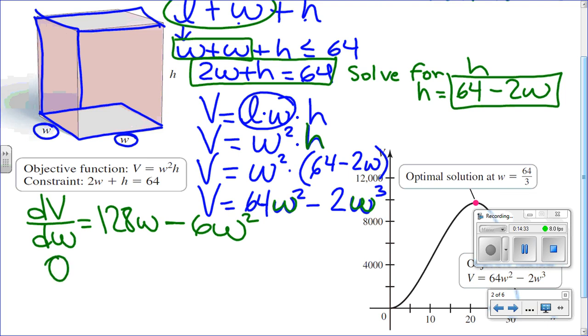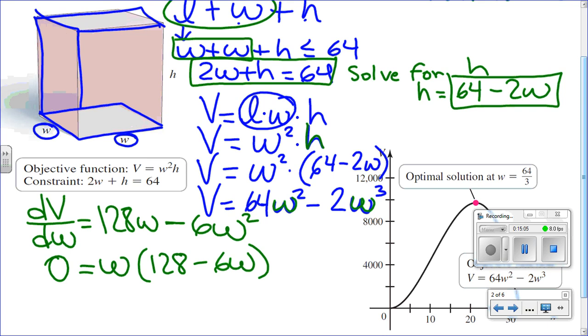So remember, you set the derivative equal to 0. What can we do here? We just created a... Oh, factor. Can 128 be divided by 6? Can we check quickly? Because if we can, we can just take the 6 out. No, it's only 64, which is 21.3. Okay, so we just factor w out. So 128 minus 6w.